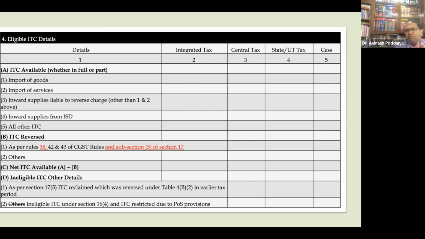Now they have classified this very clearly: your permanent reversals will come in 1, and your temporary reversals, which you can reclaim, will come in 2. So then they will calculate the net ITC available.